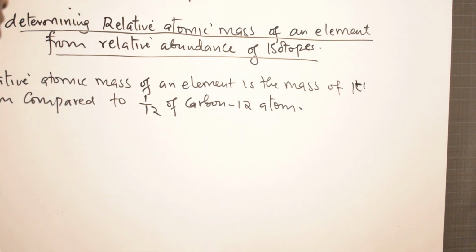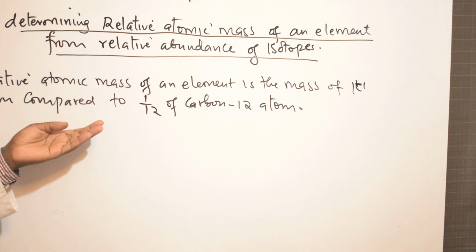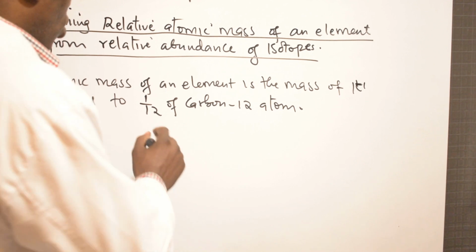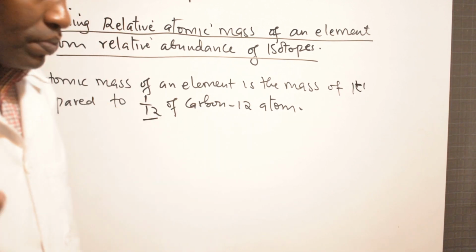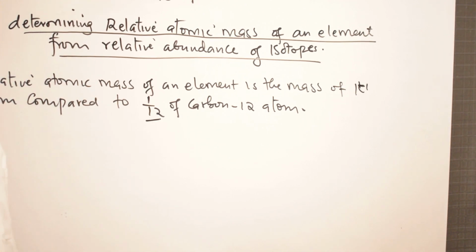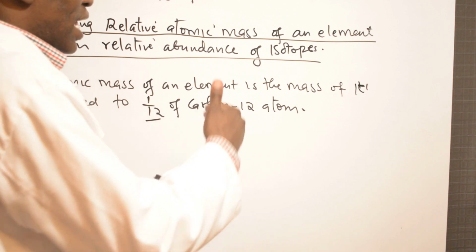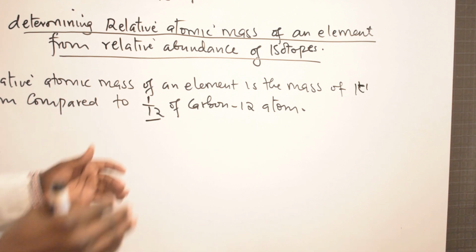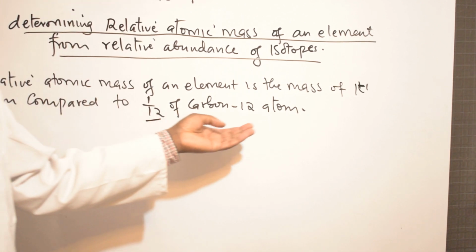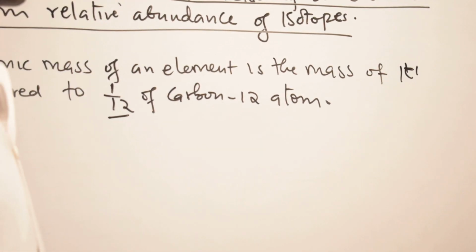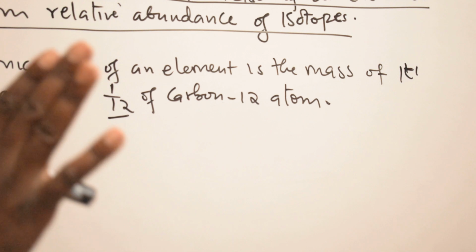Now, the relative atomic mass of an element is the mass of its atom compared to 1/12 of a carbon-12 atom. It's important to mention here that hydrogen was used first, where I would take the atoms of other elements and compare them with the hydrogen atom. Why was the hydrogen atom used? Because the hydrogen atom is the lightest atom.